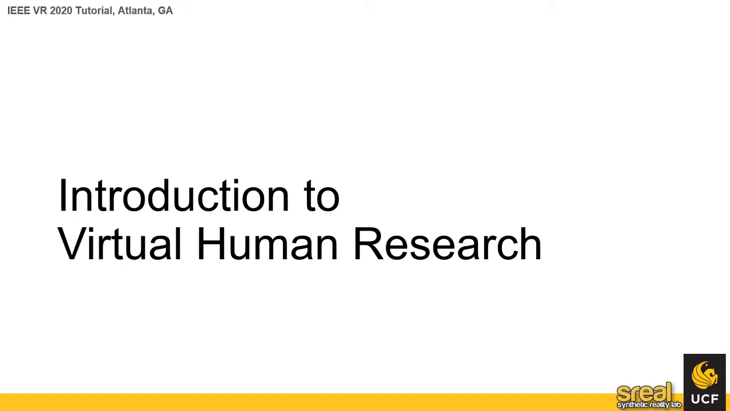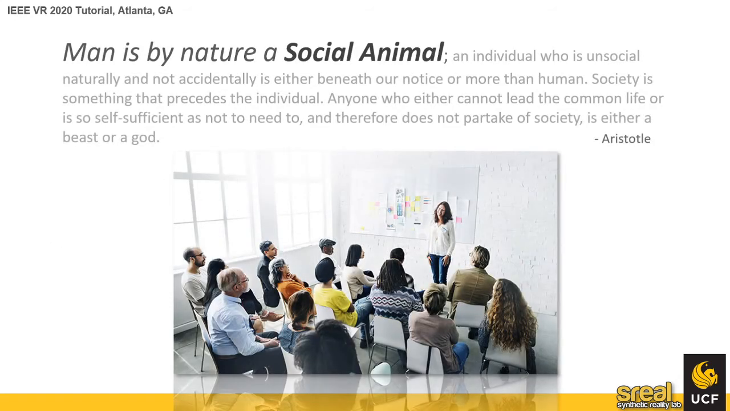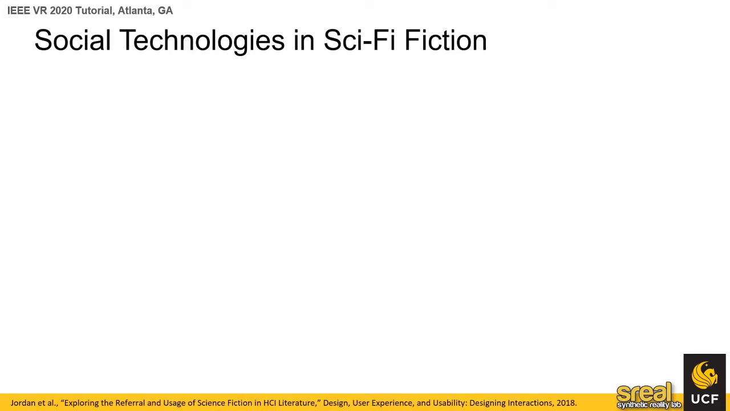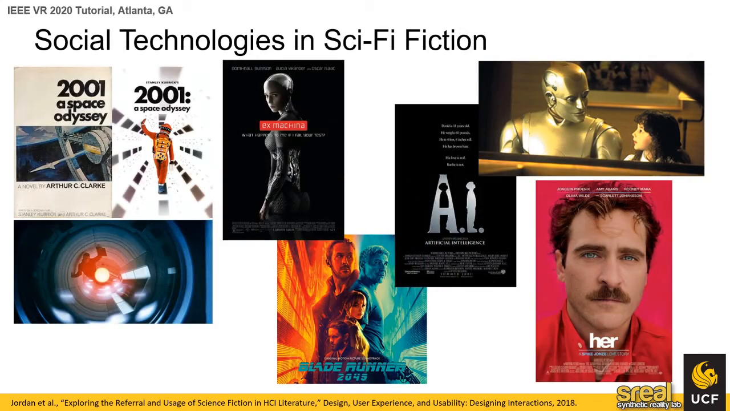So let's dive into the virtual human research. We humans are social animals, and we're influencing each other through social activities. Interestingly, we tend to treat technologies such as computers or TVs as another social entity. We are familiar with this concept based on our experience through a bunch of different sci-fi films or novels.